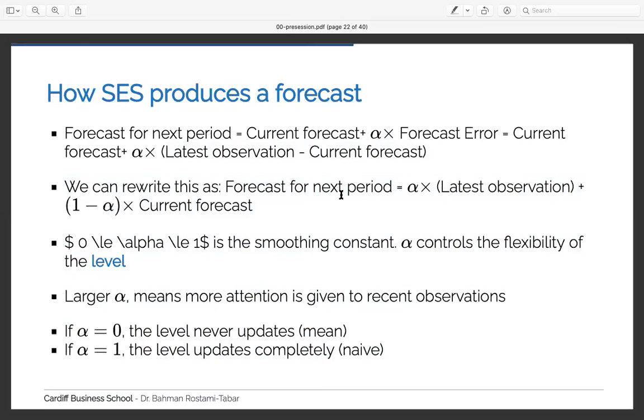So if I want to forecast for next period, then first of all I need to decide what value of alpha I'm using, right? And then I have, of course, the last observation, the observation from the previous period, and the forecast as well, right?